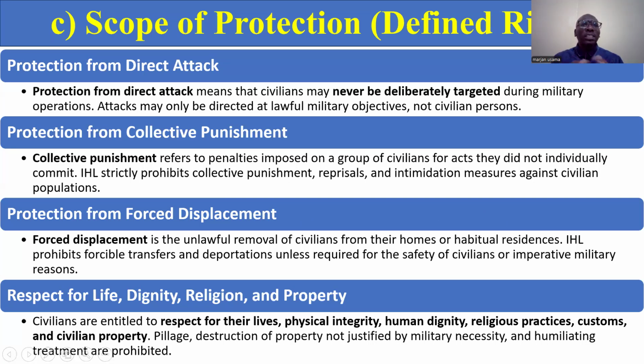Now, what is the scope of protection? What are the defined rights? How are they protected? Those are the civilians. Number one, protection from direct attack. So protection from direct attack means that civilians may never be deliberately targeted during military operations.